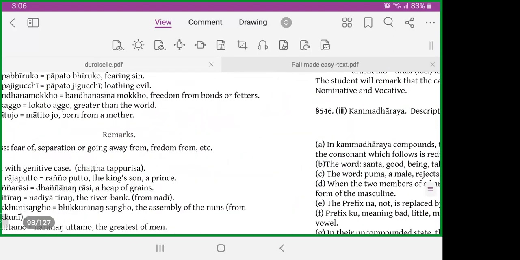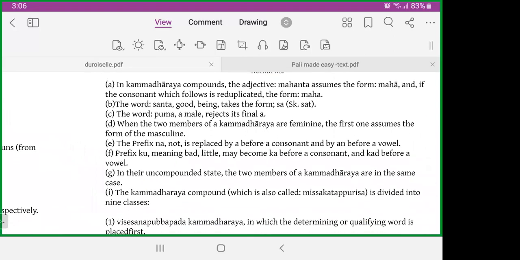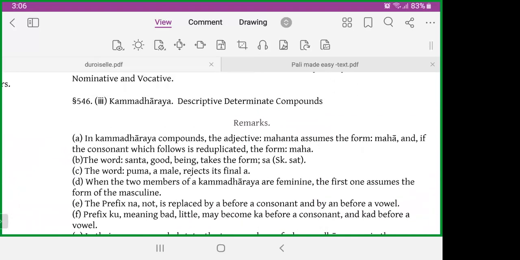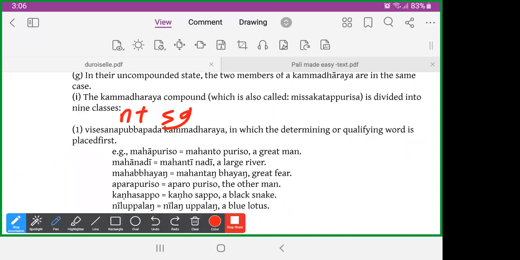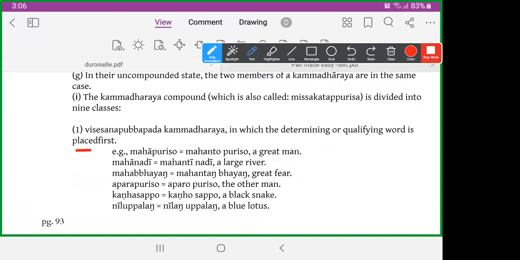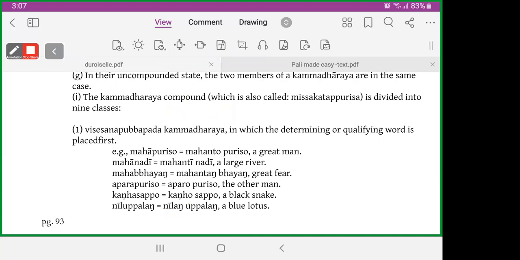So on that day we already started on the Kammadharaya, this one. Descriptive determinative compound is an adjective. So the first one that we looked at already is the Visesana Pubbapada Kammadharaya, where the first word is an adjective, right? So like Mahando Puriso, Mahanti Nadi, Mahantam Bawa, Aparo Puriso, Kanha Sapo Niram. So the first one is adjective. So this is very easy to understand. This is why I call it Visesana Pubba. Pubba is earlier, or the first, earlier word. So this is one example of the Kammadharaya.